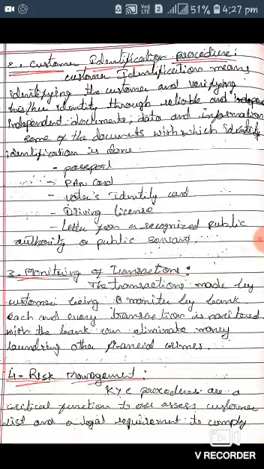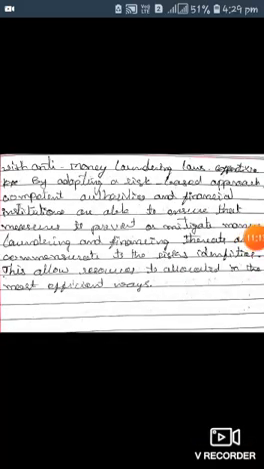And the other key element is risk management. KYC procedures are a critical function to assess customer risk and a legal requirement to comply with anti-money laundering laws. By adopting a risk-based approach, competent authorities and financial institutions are able to ensure that the measures to prevent or mitigate money laundering and financial threats are commensurate to the risks identified. This allows resources to be allocated in the most efficient ways. So these are the 4 key elements in the KYC norms policy.